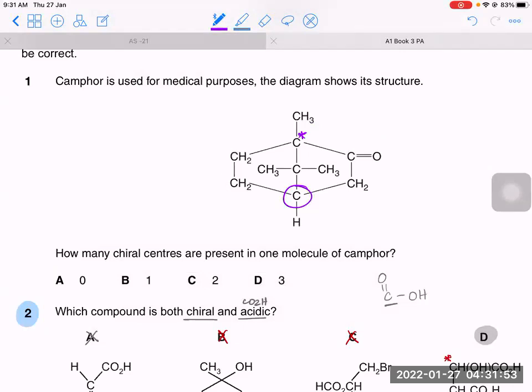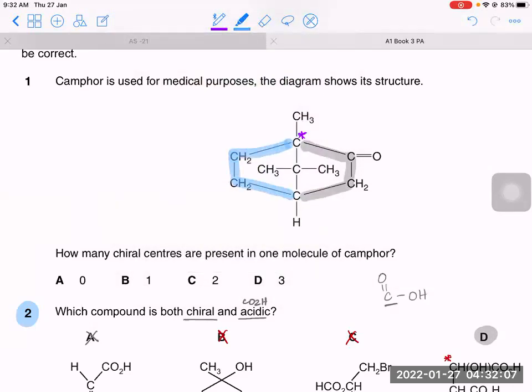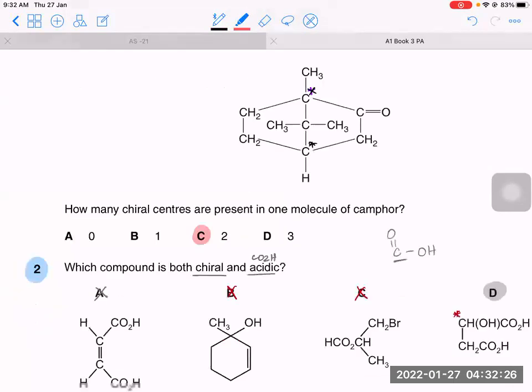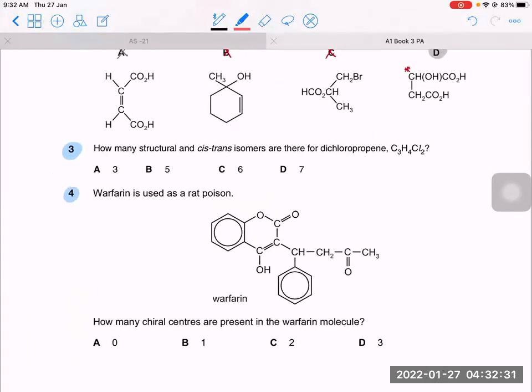We had to check this also. Same thing. One is a H. This is the second. Let me highlight it. This is the second. Yes. This is the third. And this is the fourth. Are they all different? And this is the first. Are they all different? Yes. So can this be chiral? How many chiral centers? Clear? 3. How many structural cis and trans isomers are there for dichloropropene?